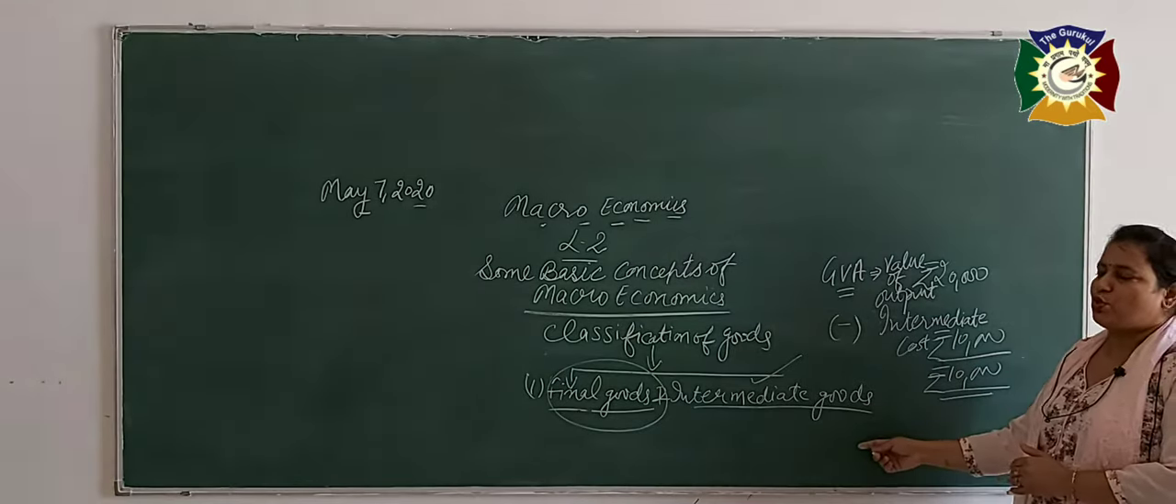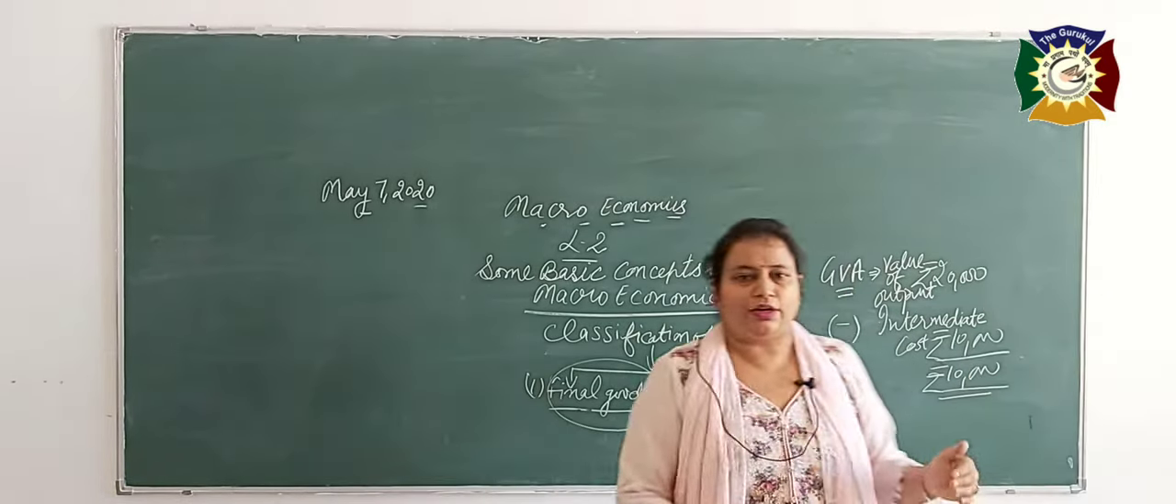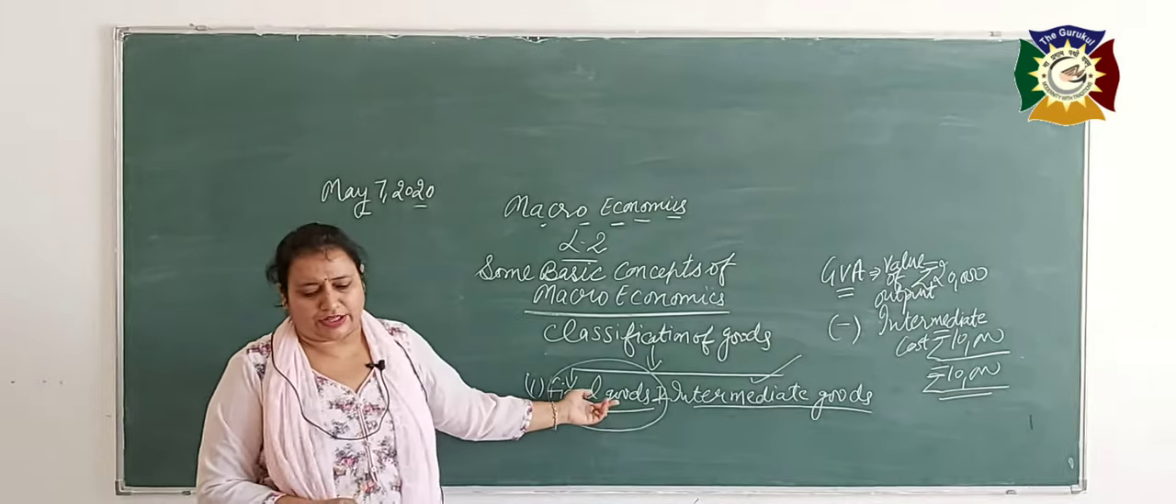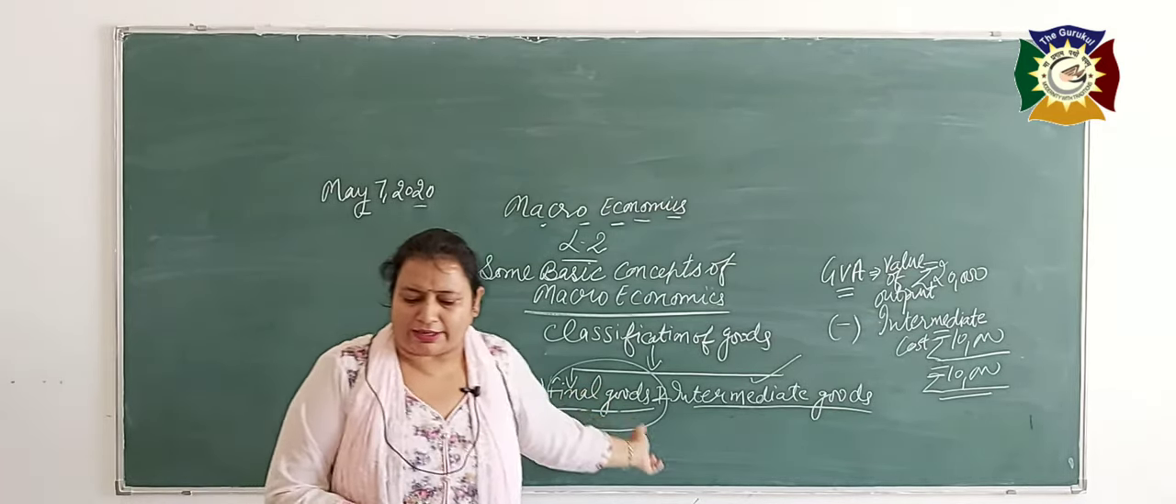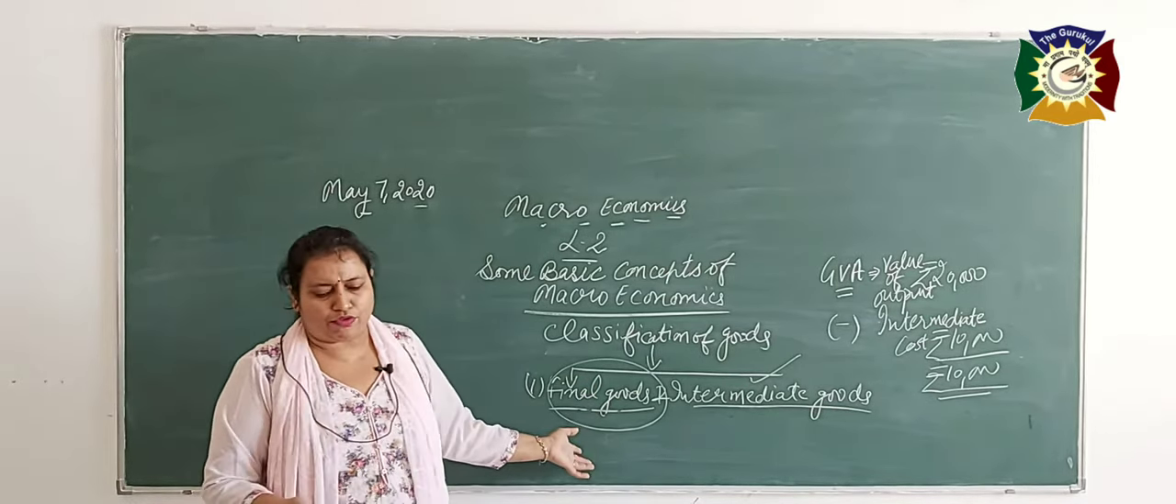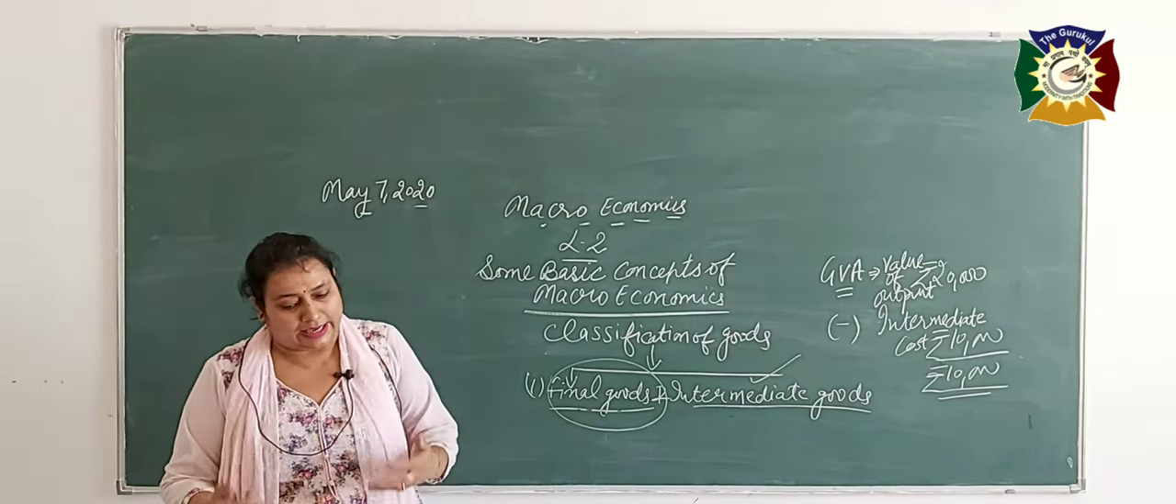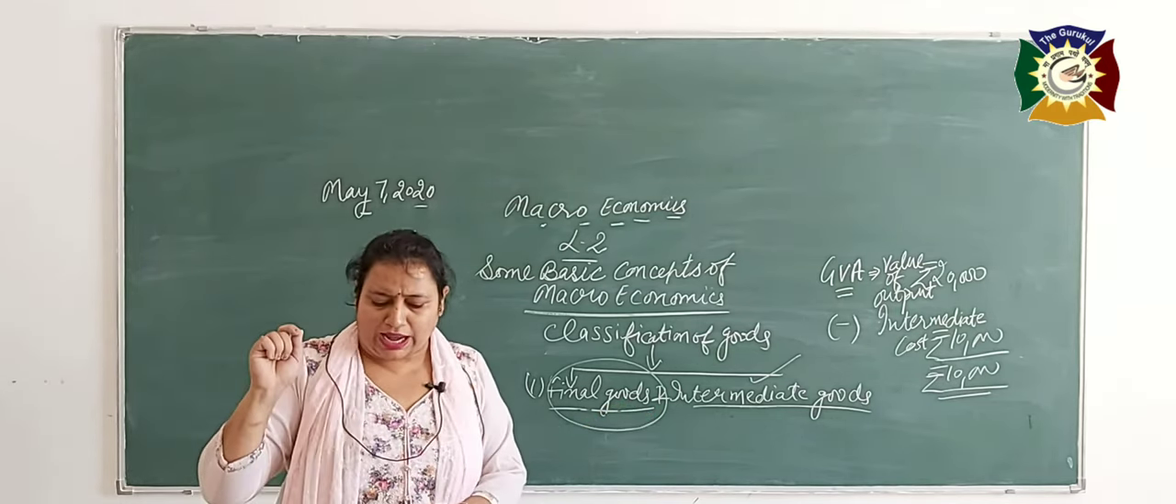In this, value addition can happen, but in final goods there will be no value addition. Same good may be final or intermediate. Can the same good be final or intermediate? Yes. How? It depends upon the end use.